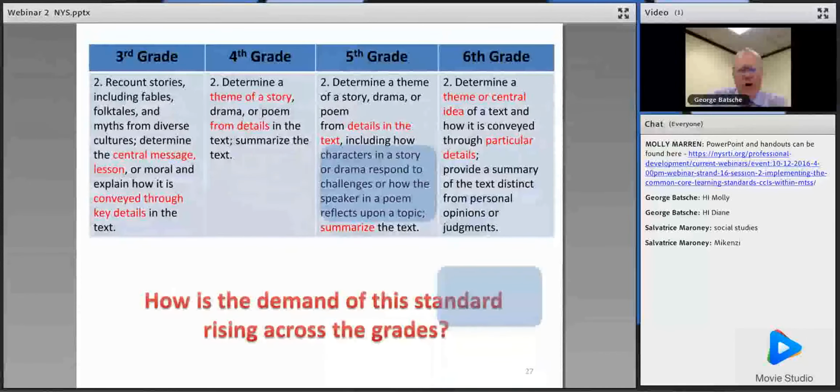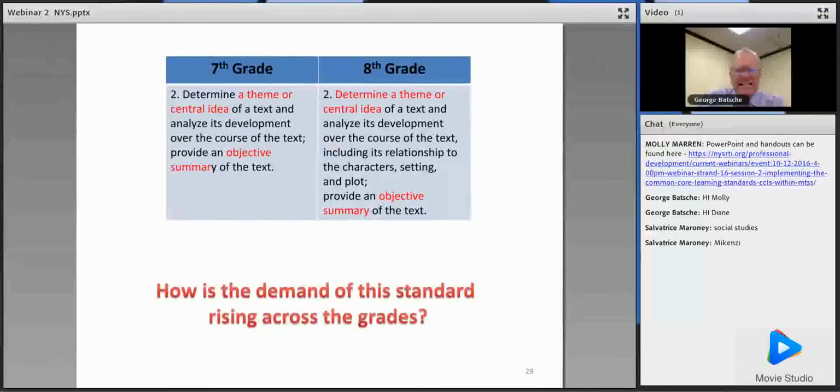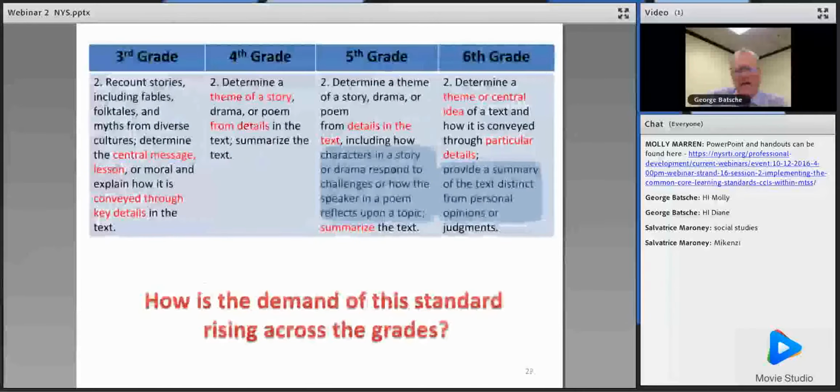Now, if we go to the 6th grade standard, if we look at the 5th grade standard, the 4th grade standard, the 3rd grade standard, we see conveyed through details. Details in the text, particular details. That changes a little bit to objective summary, which is details-based.